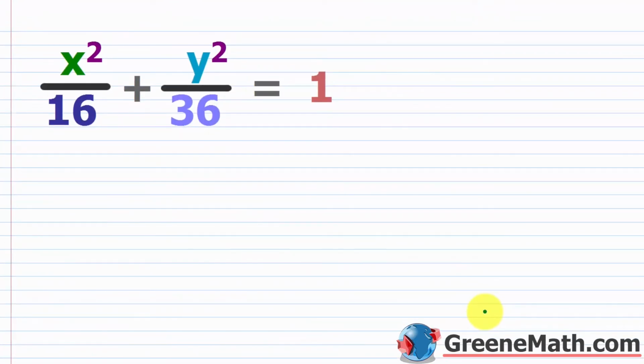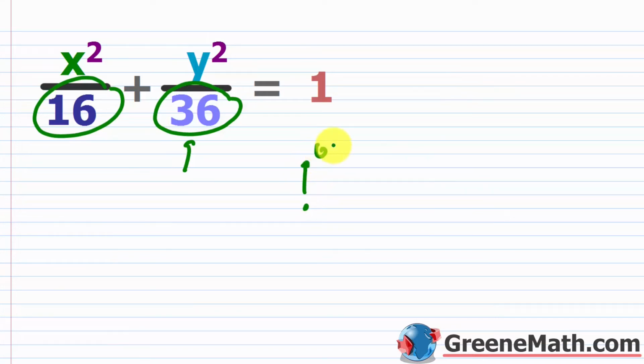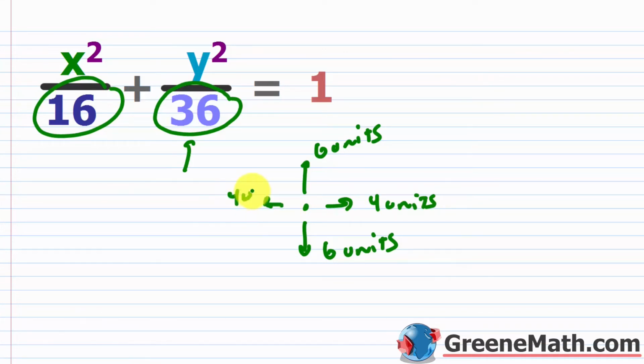All right, so let's look at an example of a vertical ellipse. We see x squared over 16 plus y squared over 36 equals 1. So this is larger than this, and that's how I know we have a vertical ellipse. When I take the square root of 36, it's 6. When I take the square root of 16, it's 4. So think about it: from the center, I'm going to go up 6 units and down 6 units. From the center, I'm going to go to the right 4 units and to the left 4 units. So this is stretched more vertically than it is horizontally. That's why it's a vertical ellipse, okay?